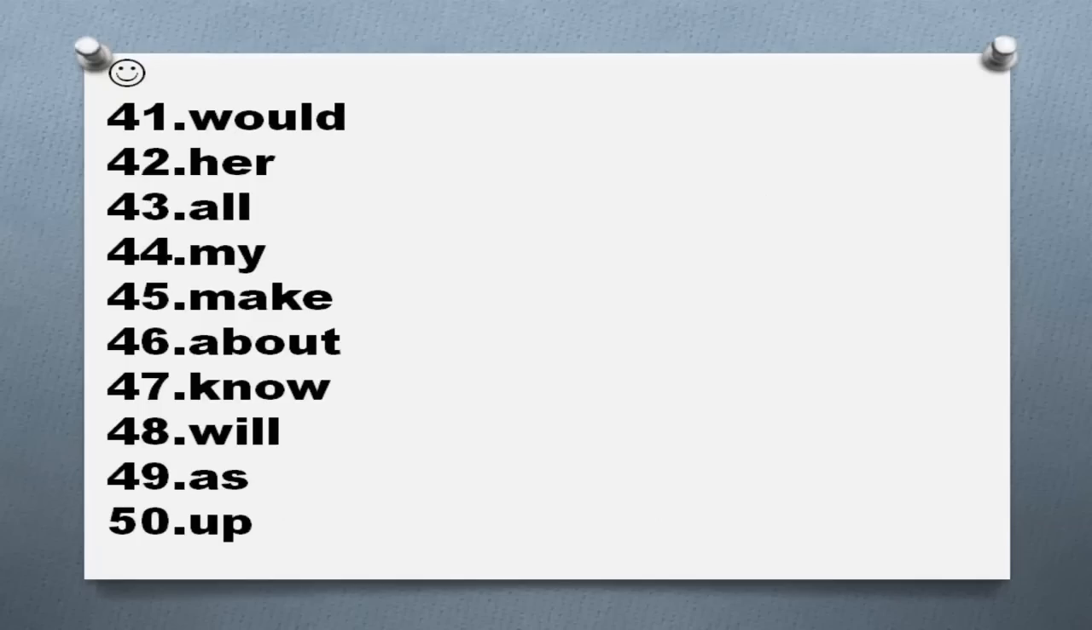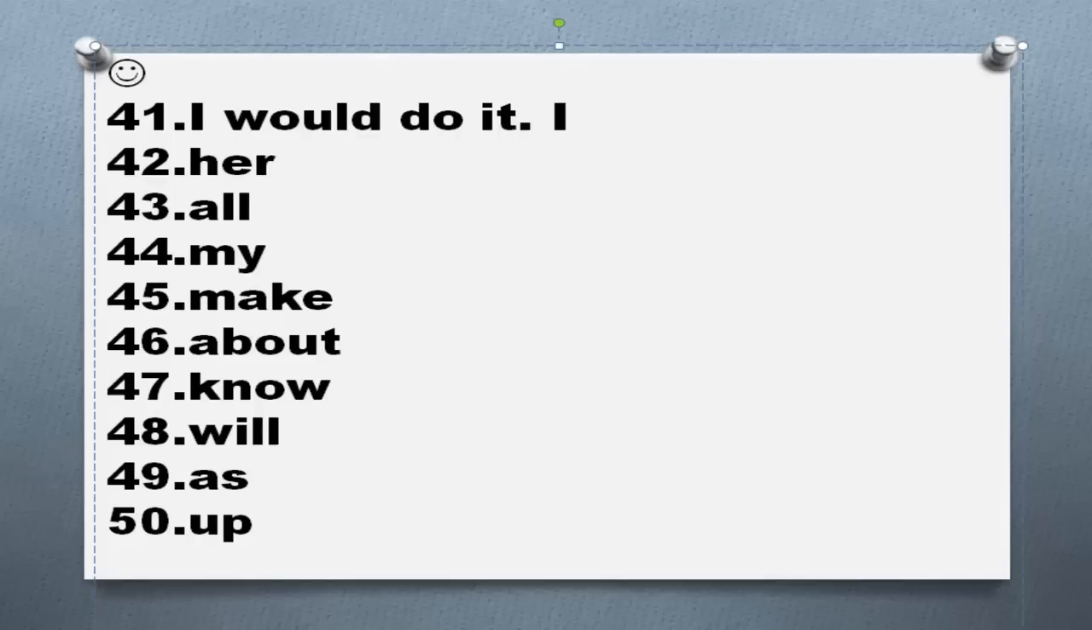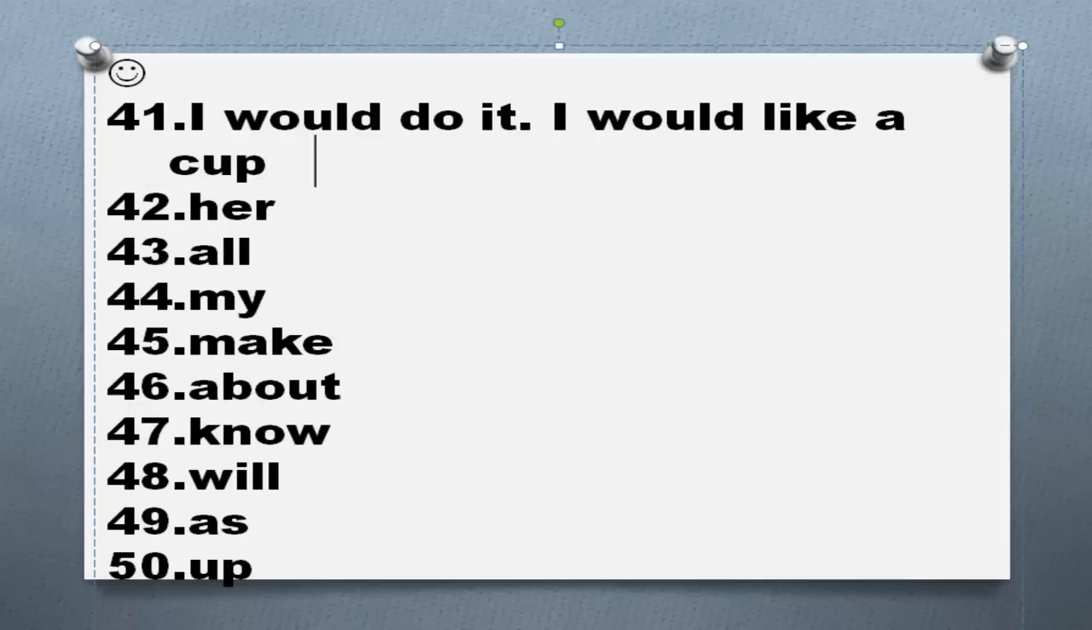Итак, would переводится как бы. For example, я бы сделал это, мы с вами скажем I would do it. Я бы сделал это. И также конструкция would like. Хотел бы. Я хотел бы чашку чая. I would like a cup of tea.